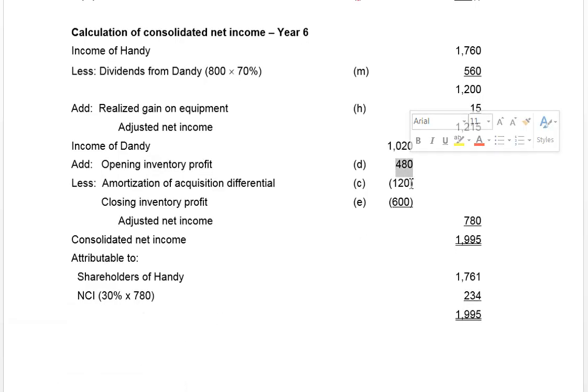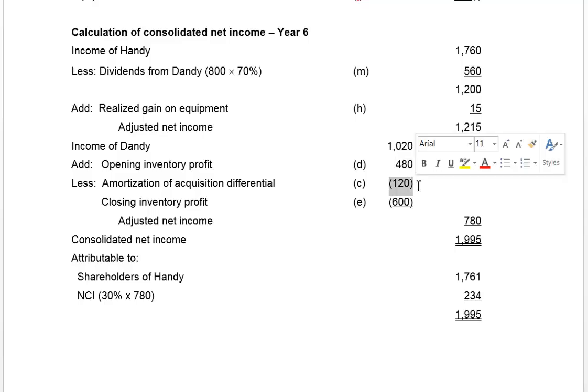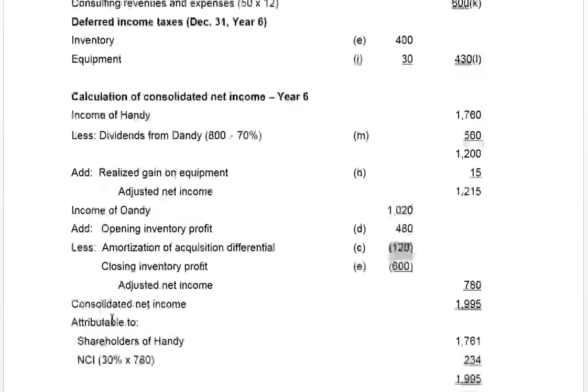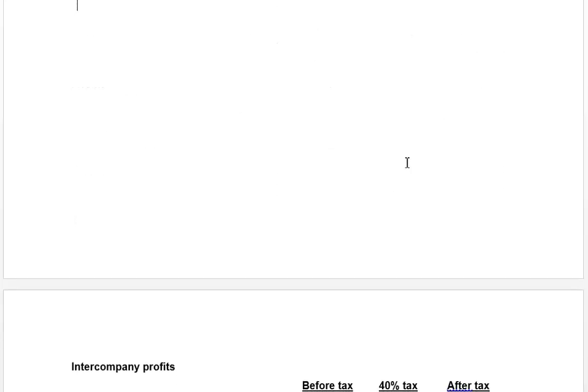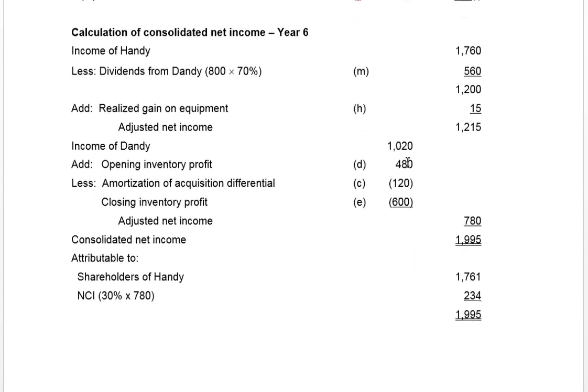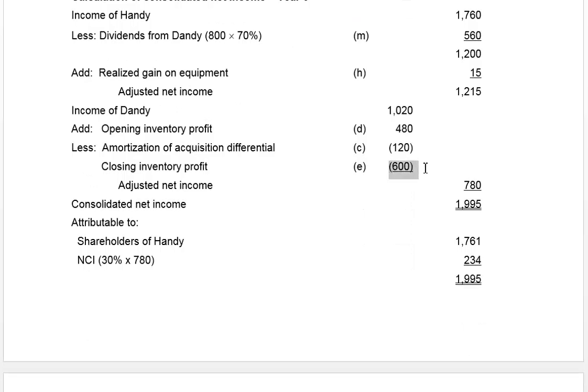So we're taking that in, but we're also remembering that we have to amortize the acquisition differential this year. So that comes from your earlier step that we did here. We said that in year 6, we would have to adjust our income by $120 downward, the sub's income, in order to account for the acquisition differential that got amortized this year. And we also have to remember that we did have in our closing inventory a profit. So this after-tax profit of $600 is what we have to remove from Dandy's separate entity income, because don't forget, it was Dandy that sold the inventory to the parent, Handy. Handy couldn't unload it all, and that meant that we had a $600 after-tax profit sitting in ending inventory.